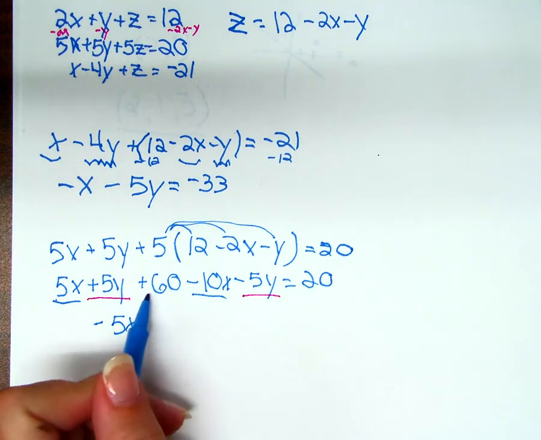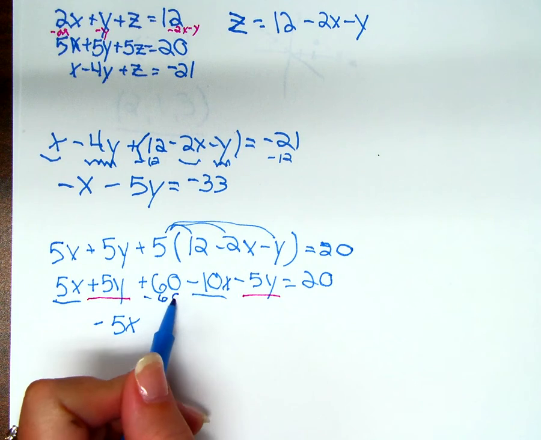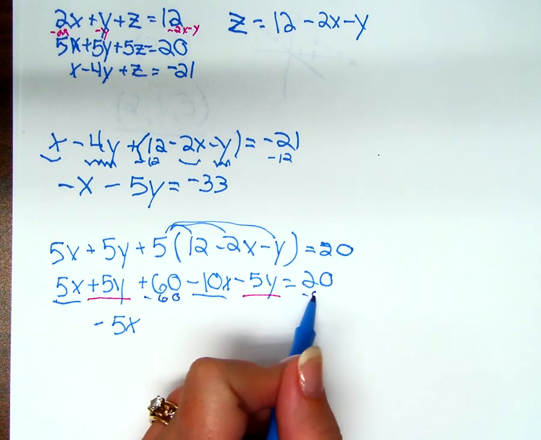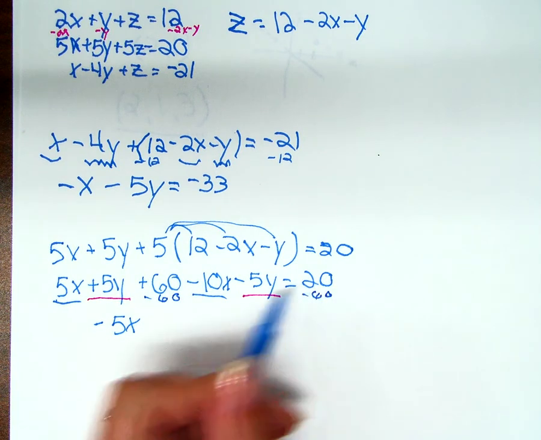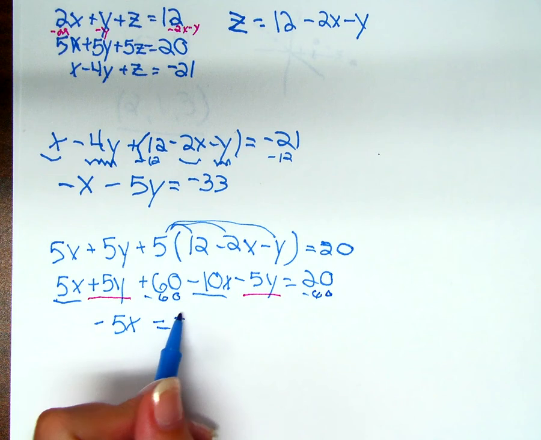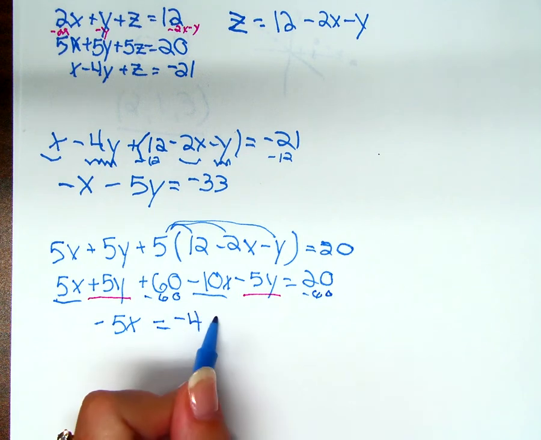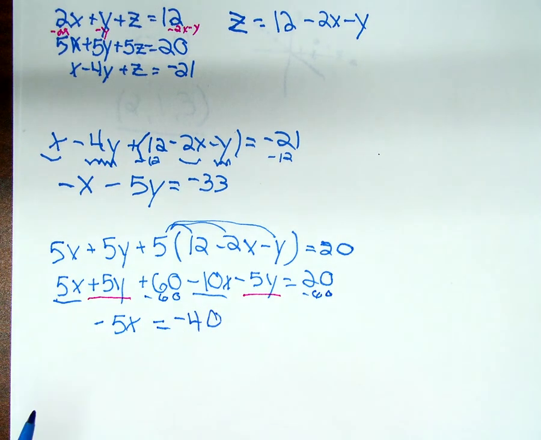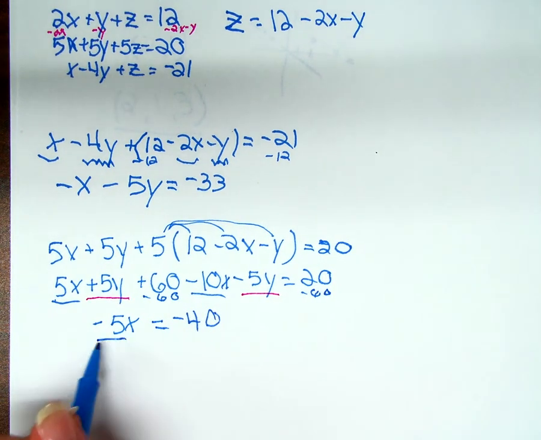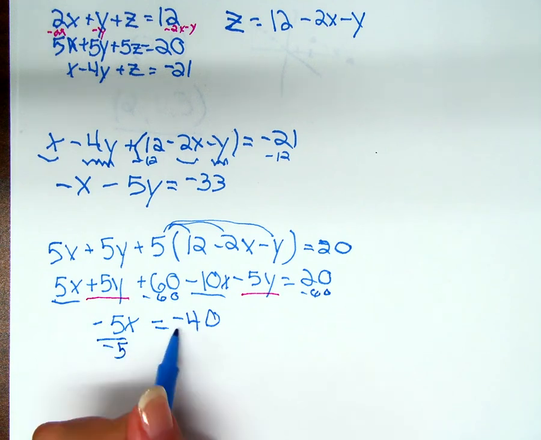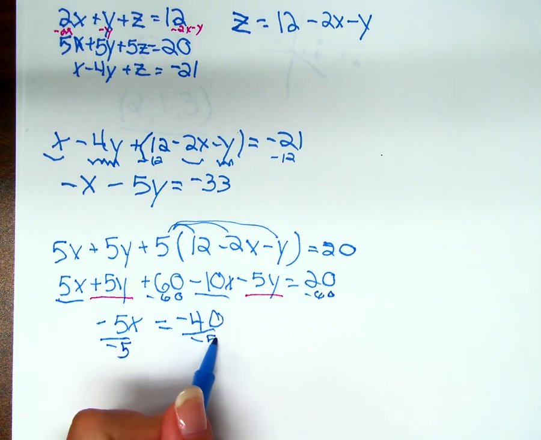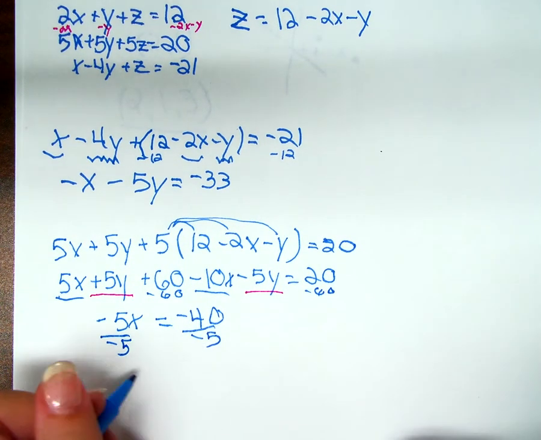Because if I subtract 60 from both sides to get all the constants together, this just equals negative 40. And what have I just found? My x. Because when I divide by negative 5, I get my nemesis.